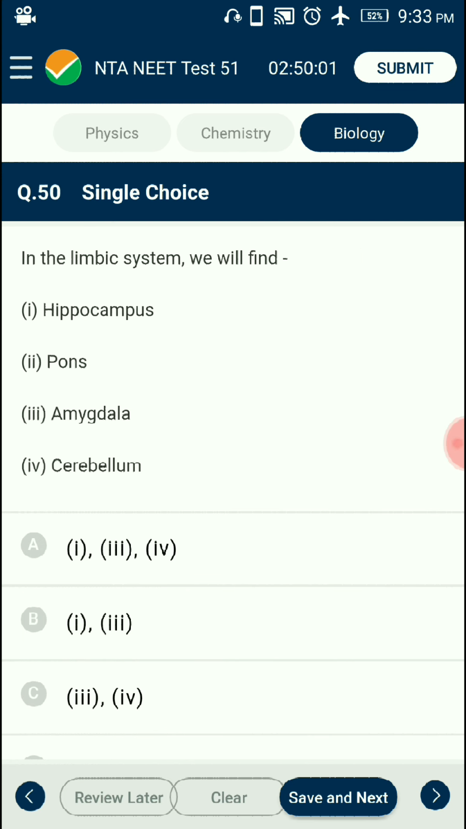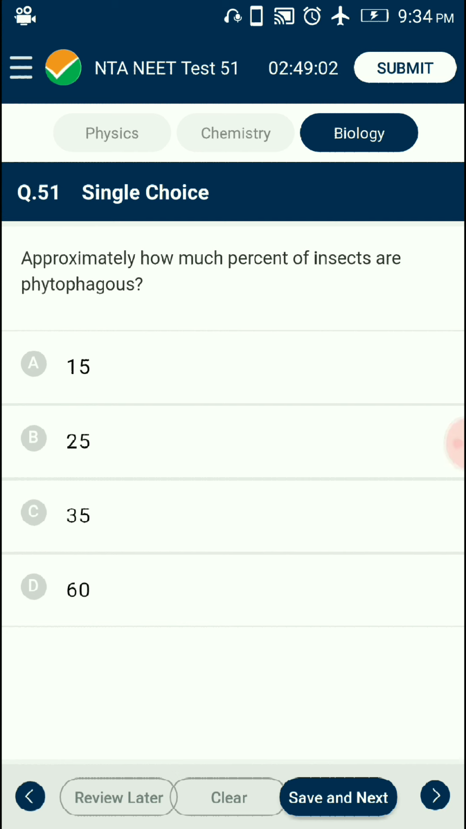Question number 50. The limbic system found within the brain is generally associated with emotion, learning, memory, and motivation. It is generally said to be the brain of the brain. The parts involved in the structure are the amygdala and the hippocampus, found in the anterior and medial section of the temporal lobe. So the answer is option B, first and third statements.